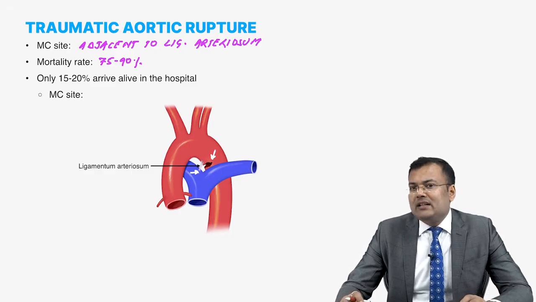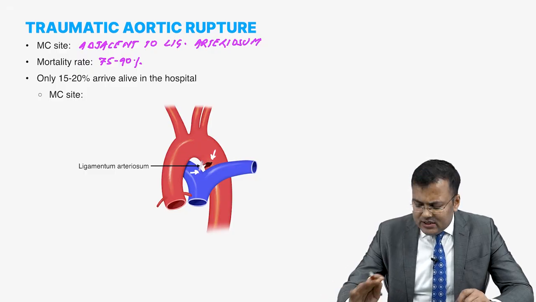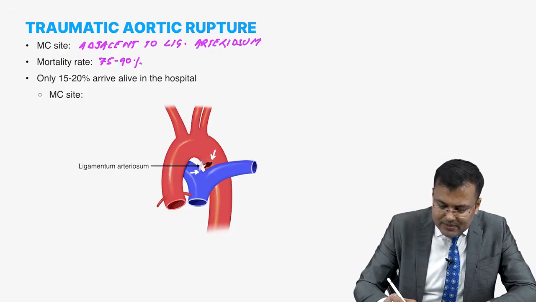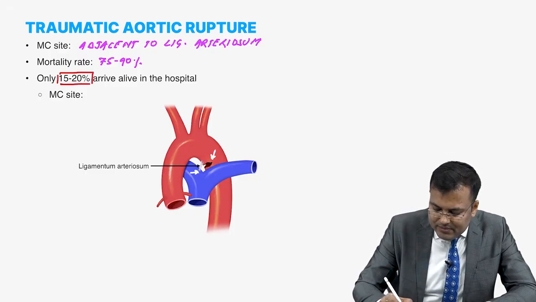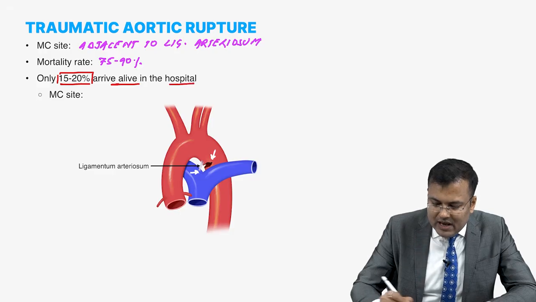So it leads to sudden death in patients of road traffic accident or if there is fall from height. Some patients are brought alive. What is the percentage? Approximately 15 to 20%. These patients are brought alive in the hospital.